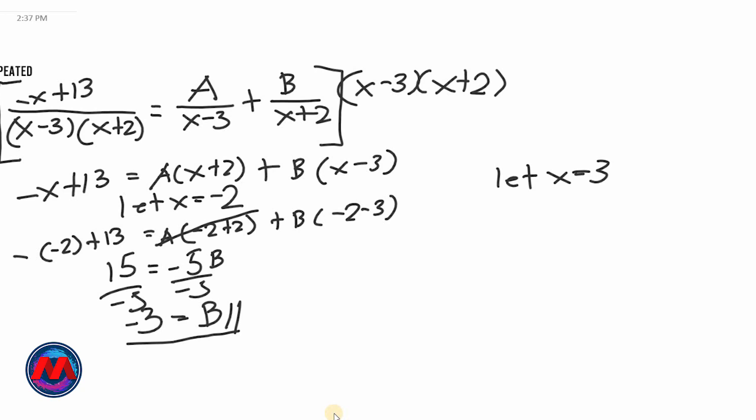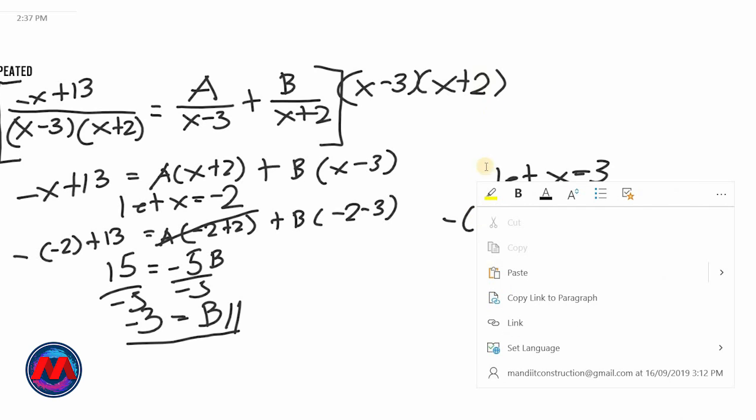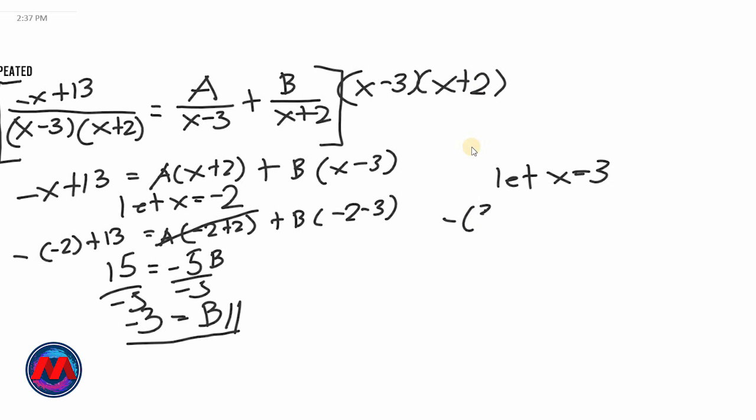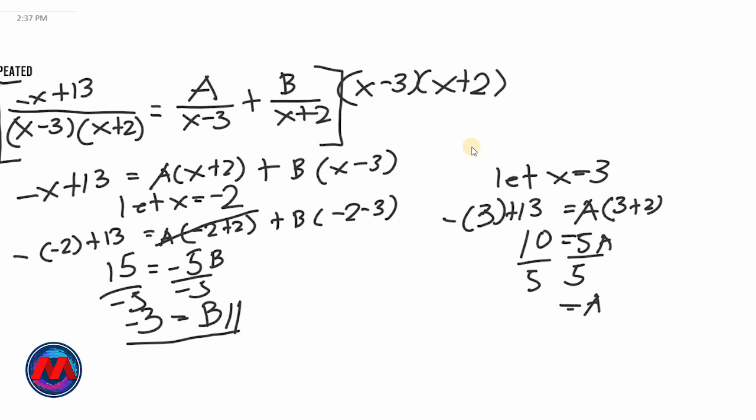So, cancelled out na yan. So, dito na lang tayo. So, substituting negative times 3 plus 13 is equals to a. Ang value ng x natin is 3 plus 2. Magiging 3 plus 2, 5 times a is 5a. Ito, 13 plus negative 3 is equals to positive 10. So, over 5, ang value ng a natin is equals to 2.